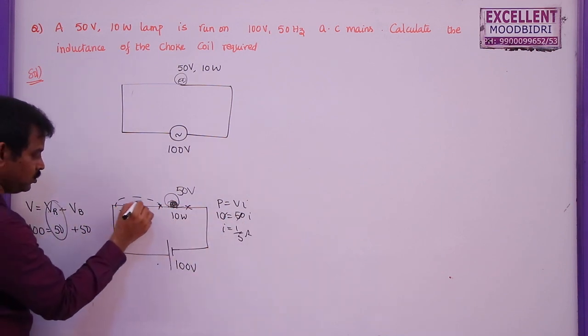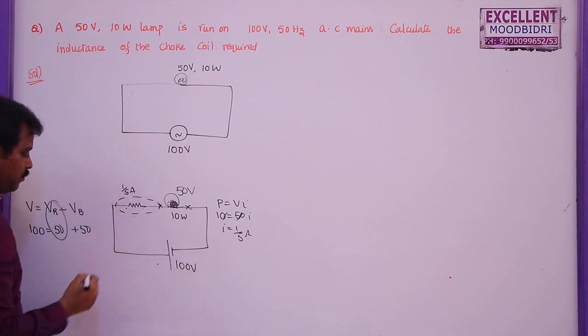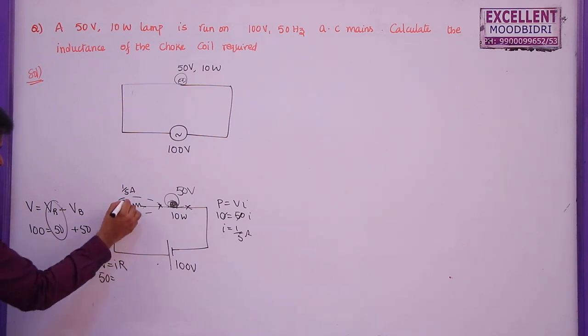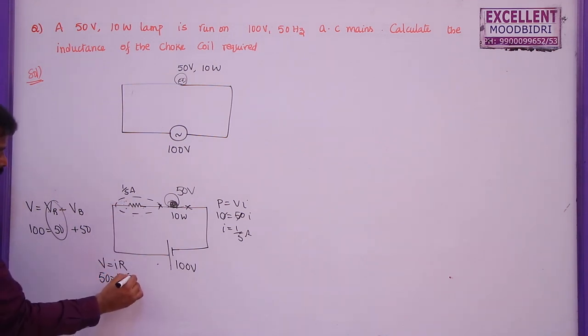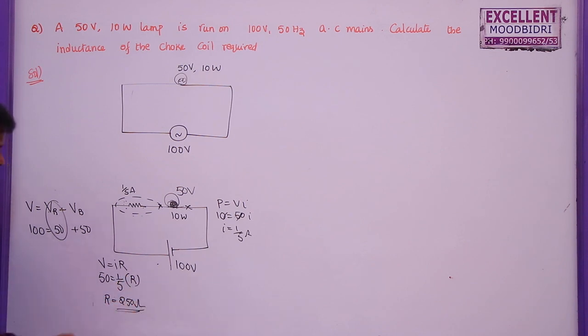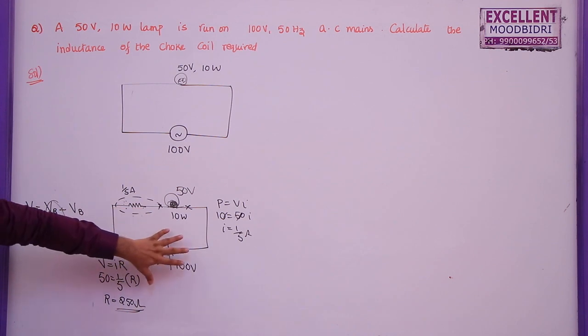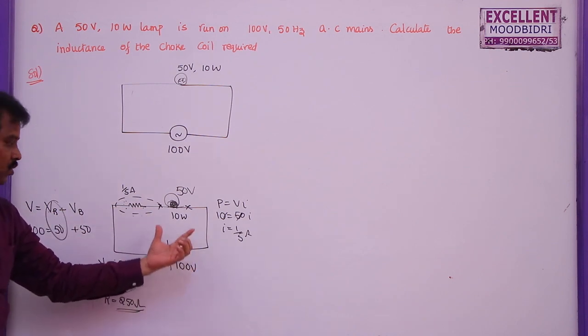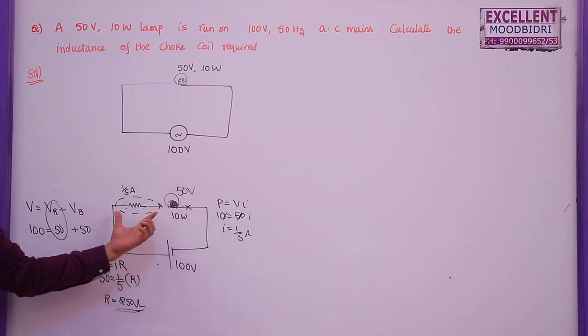So what is the current through this resistor? This is also 1 by 5 ampere. So for this resistor, V is equal to IR, voltage drop is 50, current is 1 by 5, R is unknown. So R is equal to 250 ohms. This is how you can solve in case of a DC source, because total voltage across the two terminals of the battery must be equal to voltage across the bulb plus voltage across the resistor.